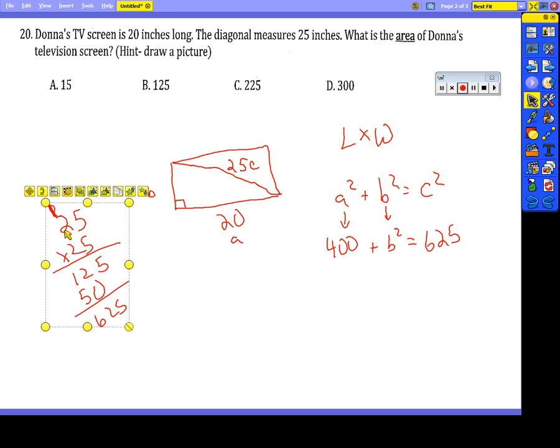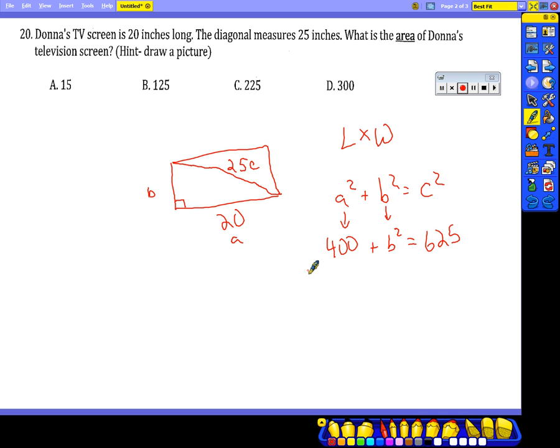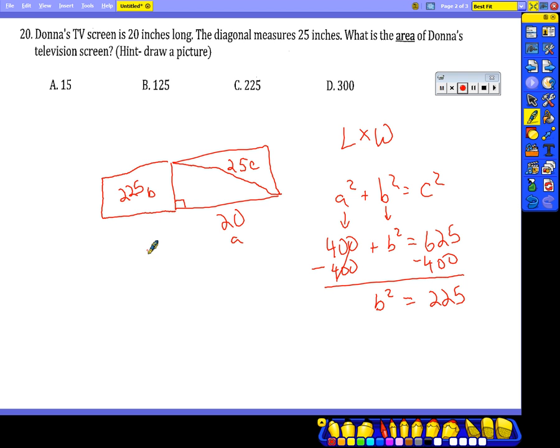I might need this space later. Let me get rid of that. It does equal 625. I'm going to try to get b squared by itself, so I'm going to subtract 400. Subtract 400. I end up with b squared equals 225. So that means that there is a square coming off side B that has an area of 225. I didn't draw that perfectly, but imagine it's a square.